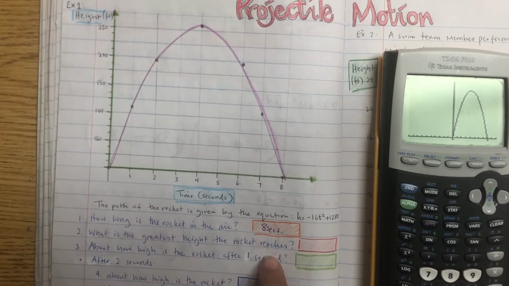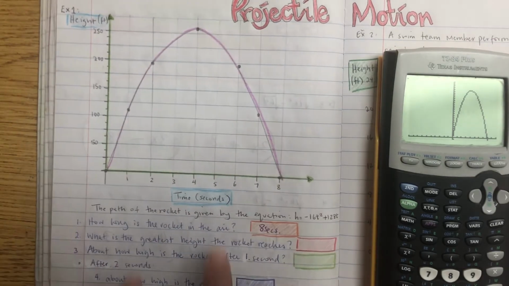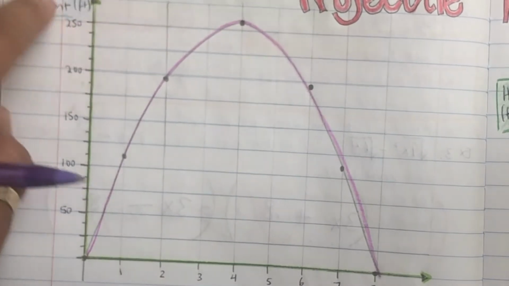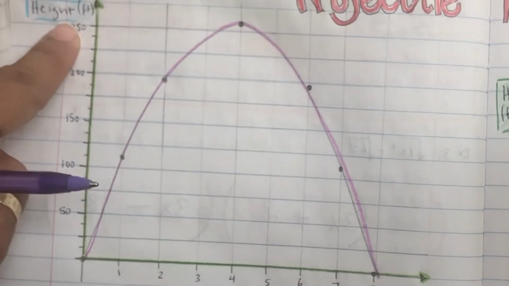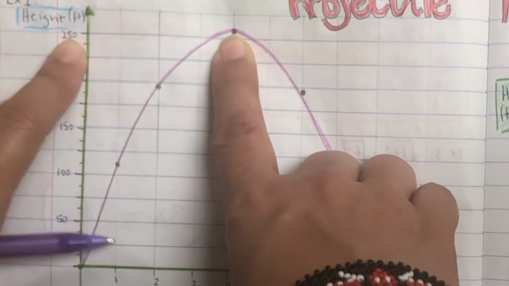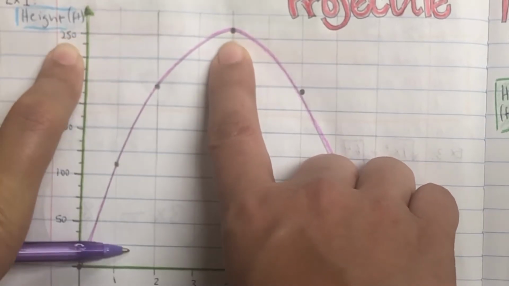What is the greatest height the rocket reaches? So once again, it goes up, then it comes down, right? So this is time, and this is height. So what is the greatest height it reaches? What's the highest point that you can see? Hopefully you're seeing it right here. And because this isn't exact, most of the time when they give you a graph, you can give it roughly. So it's just a little bit over 250.